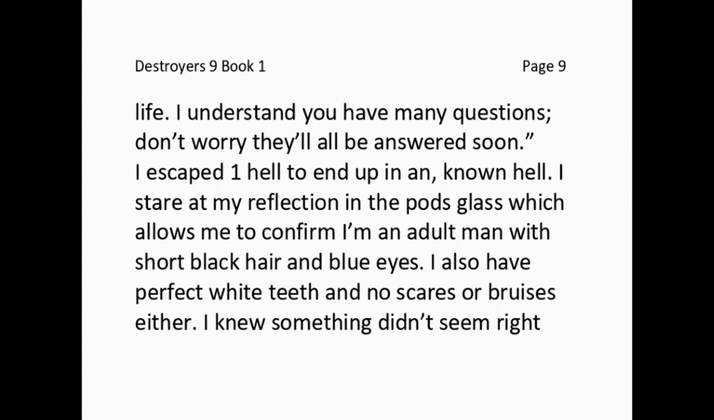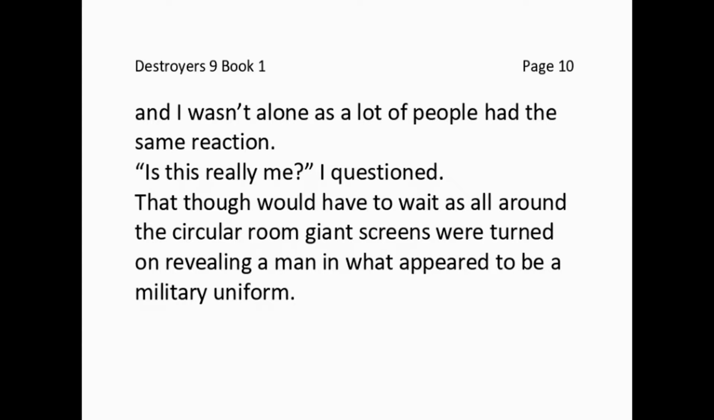I stare at my reflection in the pod's glass, which allows me to confirm I'm an adult man with short black hair and blue eyes. I also have perfect white teeth and no scars or bruises either. I knew something didn't seem right, and I wasn't alone as a lot of people had the same reaction. "Is this really me?" I questioned. That, though, would have to wait, as all around the circular room, giant screens were turned on, revealing a man in what appeared to be a military uniform.